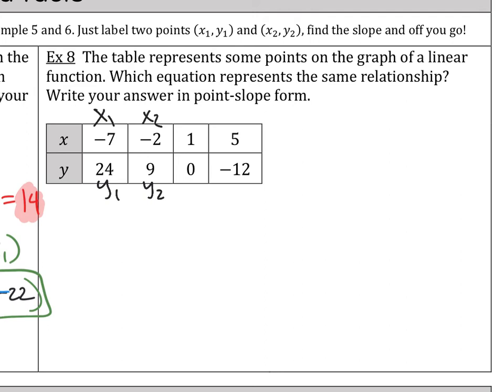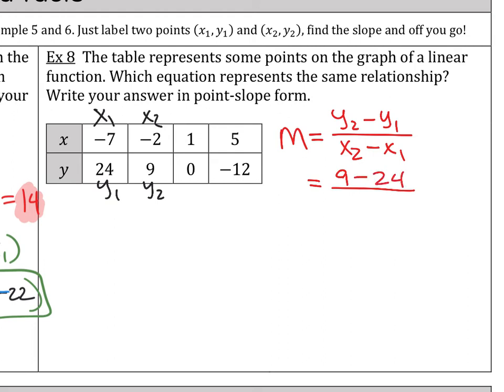M equals y2 minus y1 over x2 minus x1. Since I'm given 2 points, I can find the slope of a line between 2 points with this formula, which means I'm doing 9 minus 24 over 2 minus -7. And when you throw that into a calculator or your brain, you'd get -3. And at this point, I now have a point, so it's y and a slope.